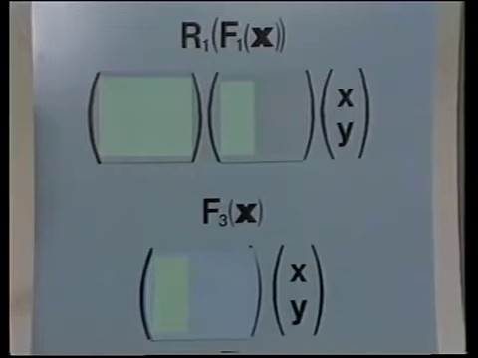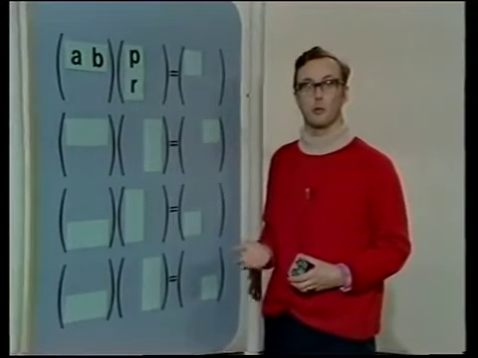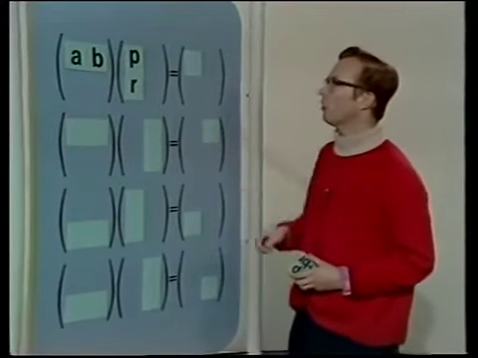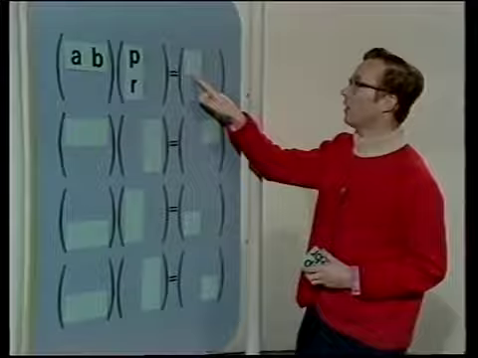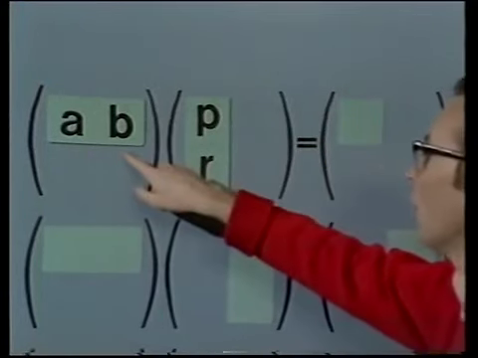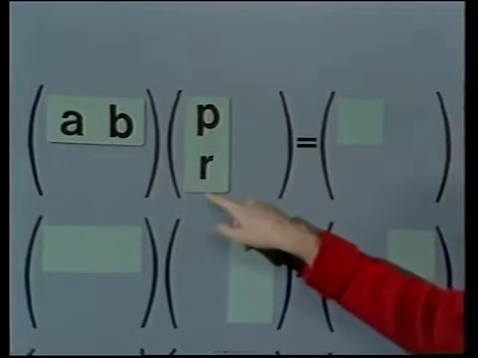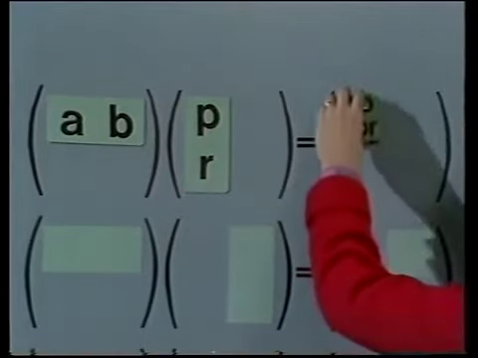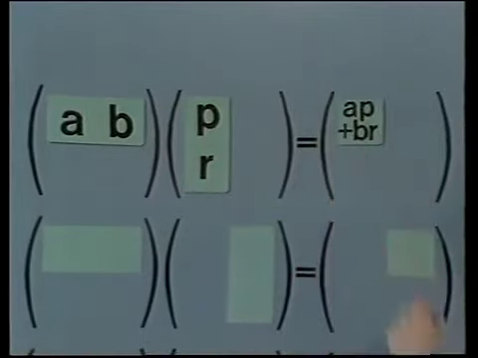All we have to do is operate with matrices on vectors in the usual way. So what we do is use the dot product rule again. If we want to find the top left-hand entry of the product matrix, we dot the top row with the left-hand column. And that gives us AP plus BR. And we can do the same for the other entries.